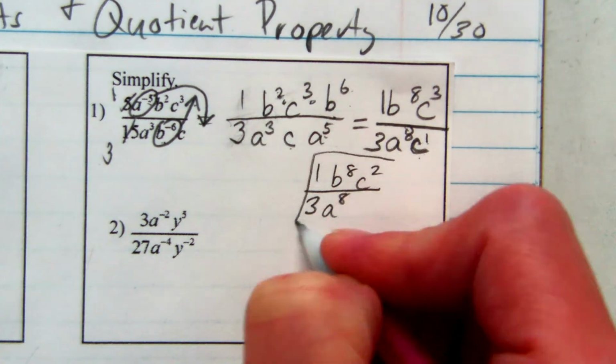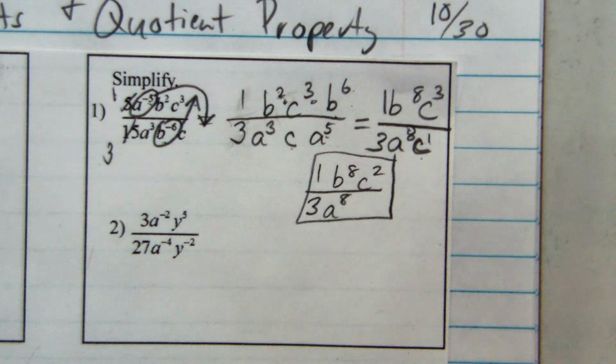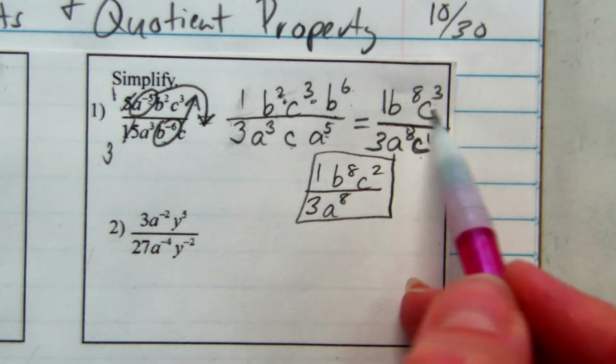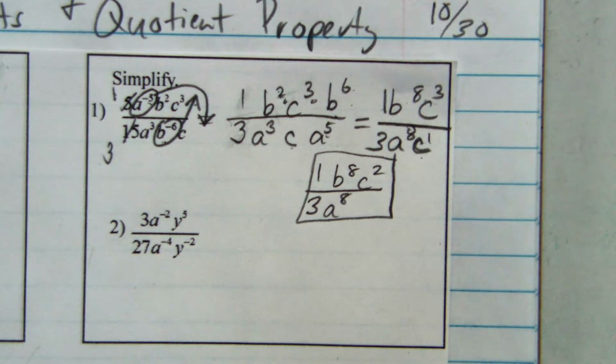No C's. So when you get done, there's 1A, 1B, 1C in the whole thing. If they're on the same side of the fraction bar, you're adding. If they're on top and bottom, you subtract.